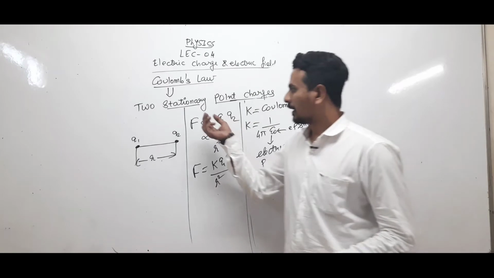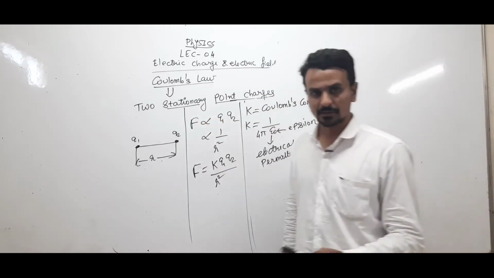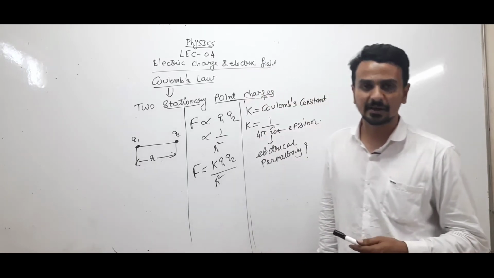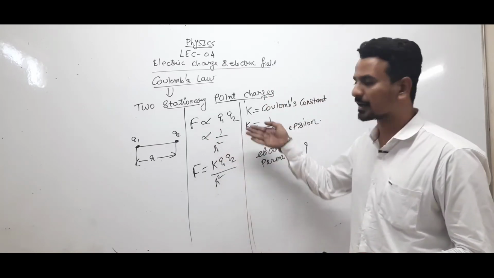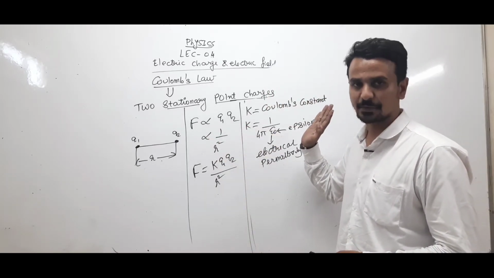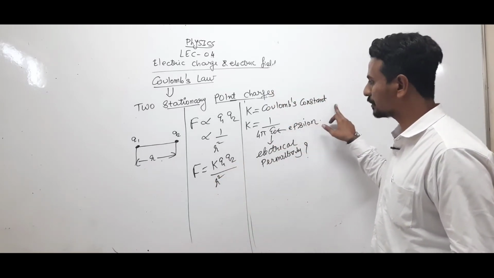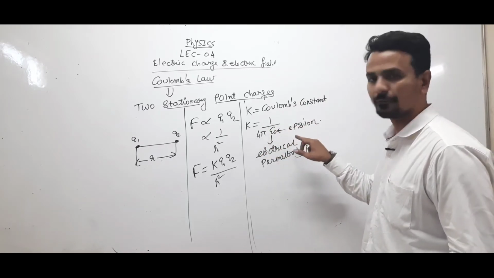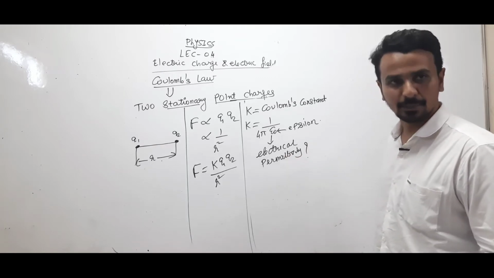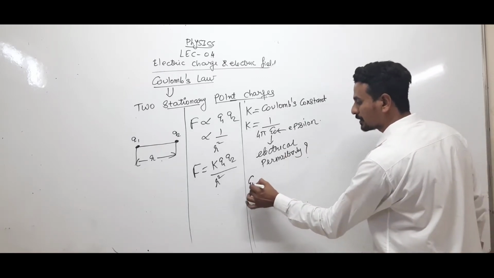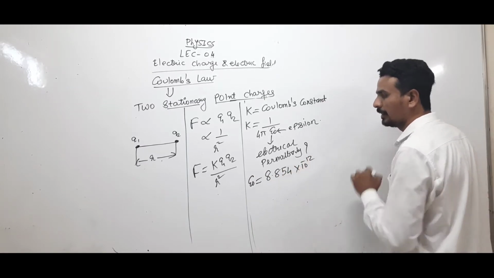Once again, Coulomb's law is for two stationary point charges. It will give you the force between two stationary point charges, which is proportional to the product of charges and inversely proportional to the square of the distance between them. So finally F is equal to K Q1 Q2 by r square. K is known as Coulomb's constant and the value of K is 1 upon 4 pi epsilon naught. This is known as electrical permittivity. The value of epsilon naught is 8.854 into 10 raised to minus 12.